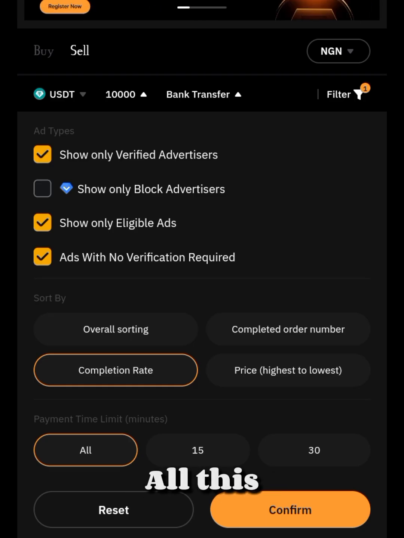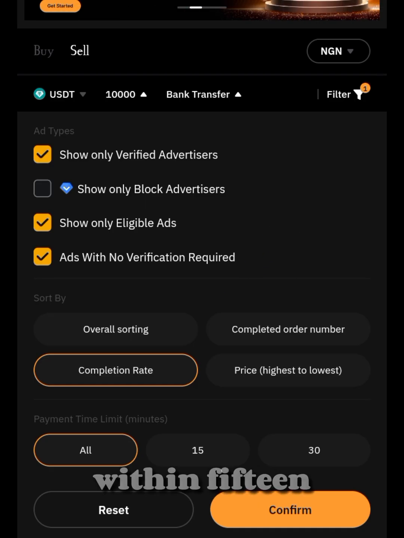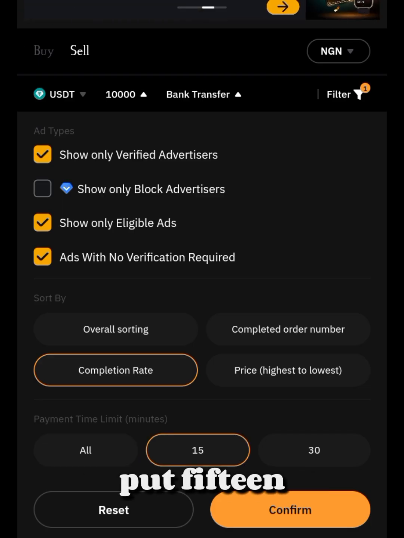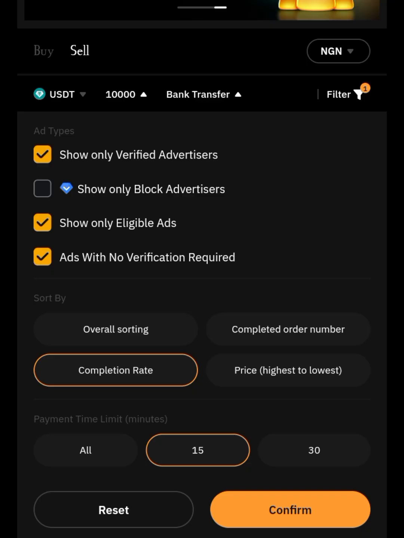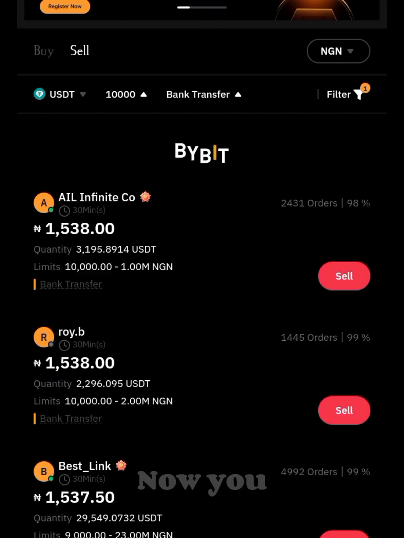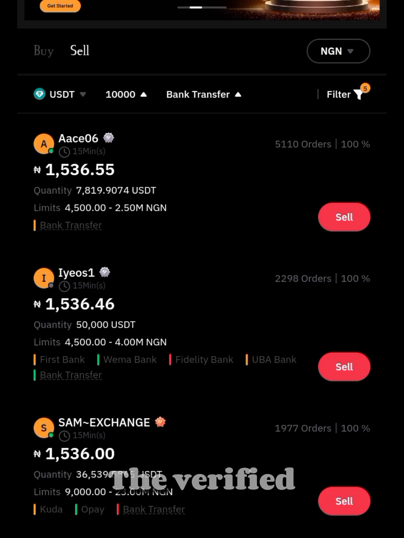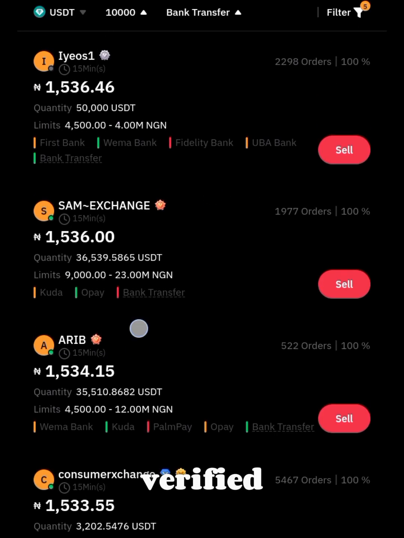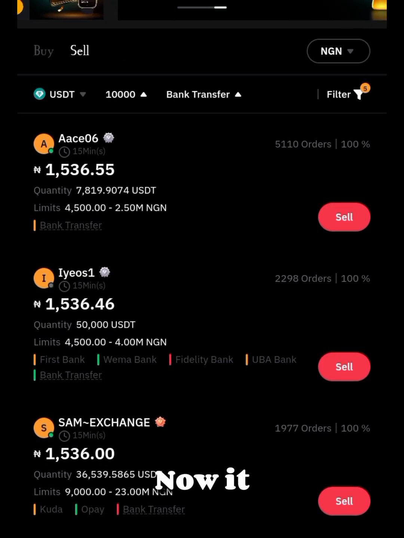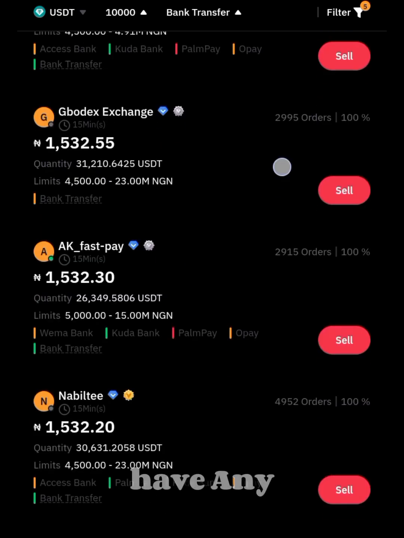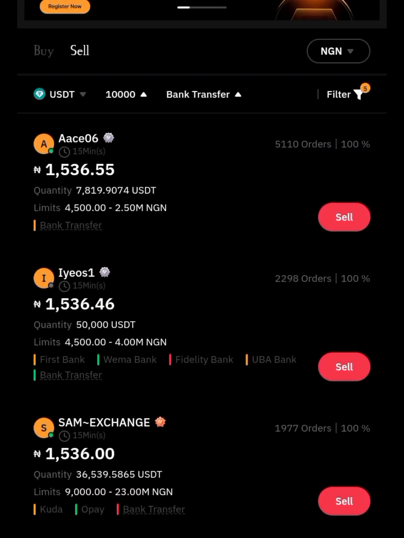So once you put all this on, now you can select payment means, people that can pay within 15 minutes or 30 minutes. So I will just put 15 minutes so that the transaction will be fast. Active vendors only. So let's click on confirm. Now you see this will filter it out more. Now you can see the verified vendors here, verified. Now you show only verified. You can see those people that don't have any verification in them, their names are gone.